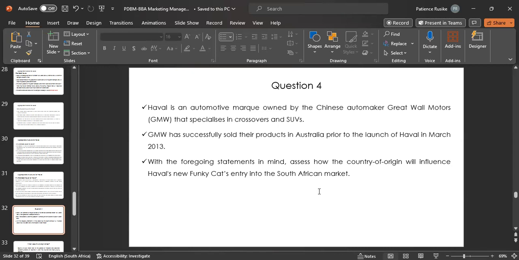Right. Question 4 is quite an interesting one. I always like something that we experience in our day-to-day lives. Okay, let me read it. Aval is an automotive marque owned by Chinese automaker Great Wall Motors, that specializes in crossovers and SUVs. So GWM has successfully sold their products in Australia prior to the launch of Aval in March 2013. They've successfully launched the product in Australia. So with the foregoing statements in mind, assess how the country of origin will influence Aval's new entry into South Africa.